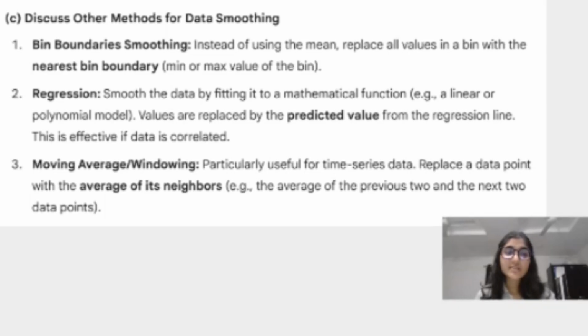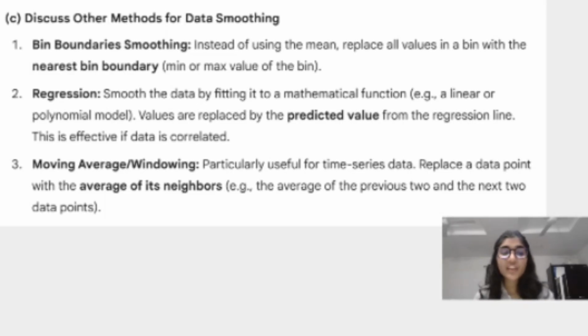Then the C part is to discuss other methods for data smoothing. First is bin boundary smoothing. Instead of using the mean, replace all values in a bin with the nearest bin boundary. Then the second is regression. Smooth the data by fitting it to a mathematical function. Values are replaced by the predicted value from the regression line. This is efficient if data is correlated.